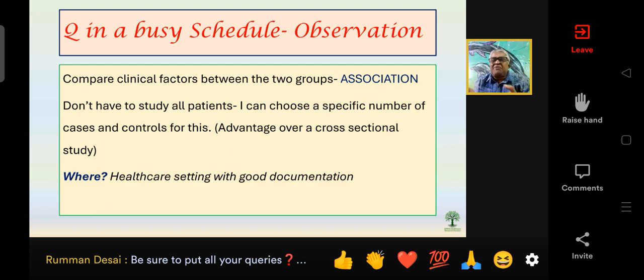And it becomes a problem for several reasons, including the progression of disease. Are they truly without the disease at that particular point? Is it subclinical? All those things come into the picture. So where can it be done? Where can we do a case control study?